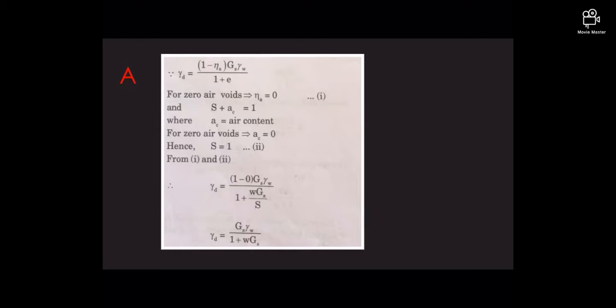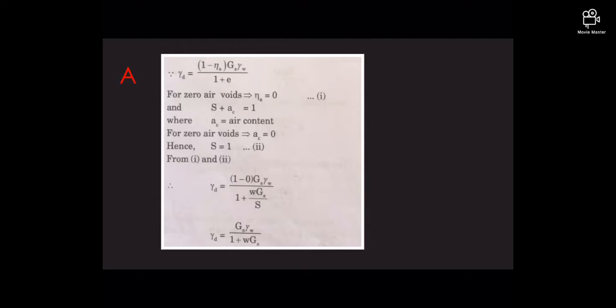So for zero air voids, Na is equal to 0, then AC is equal to air content. For zero air voids, AC is 0, hence S is equal to 1. In the equation we are substituting S plus AC equal to 1, so we are getting S equal to 1. We are just showing the derivation of how it is coming. So finally we are getting gamma D or dry density as G S into gamma W by 1 plus W into G, where G S is the same as G.